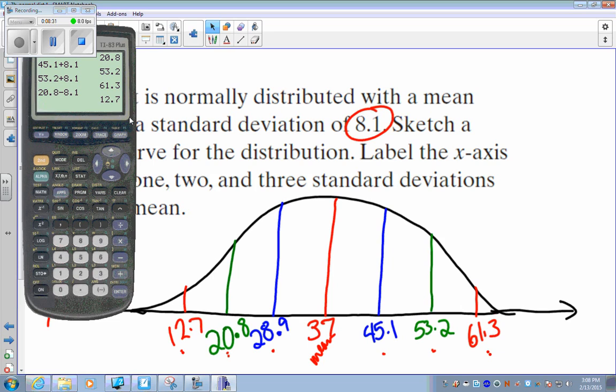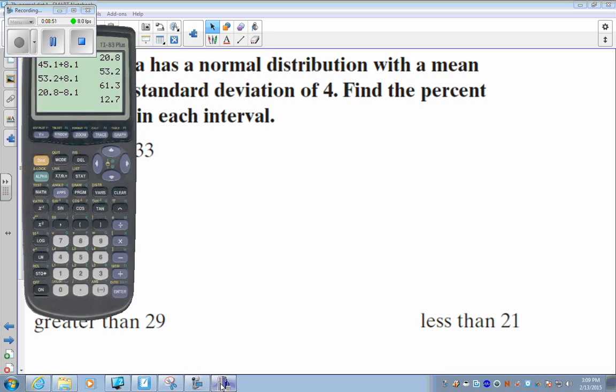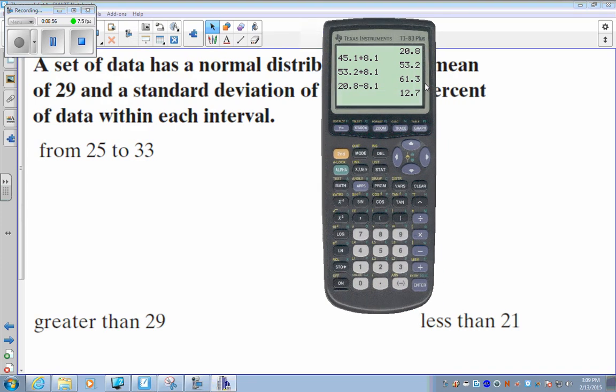Here's another problem, another example that you might see. A set of data has a normal distribution with a mean of 29 and a standard deviation of 4. Find the percent of data within each interval. So this now we're actually going to start using the calculator. To find this, we have second VARS, and we're going to use normal CDF.